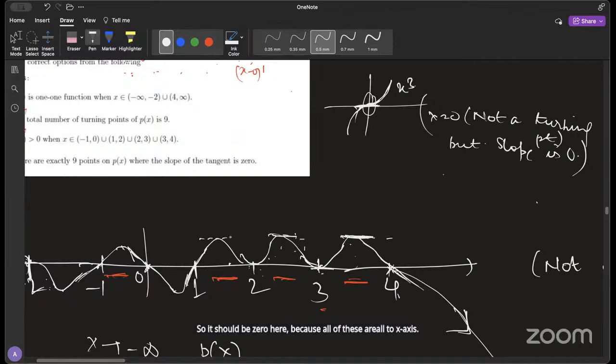If you draw this one, this is a turning point. If you draw a straight line that cuts this curve at only one point, that's your tangent. This tangent at this point is parallel to the x-axis. That means at this point the slope is 0.